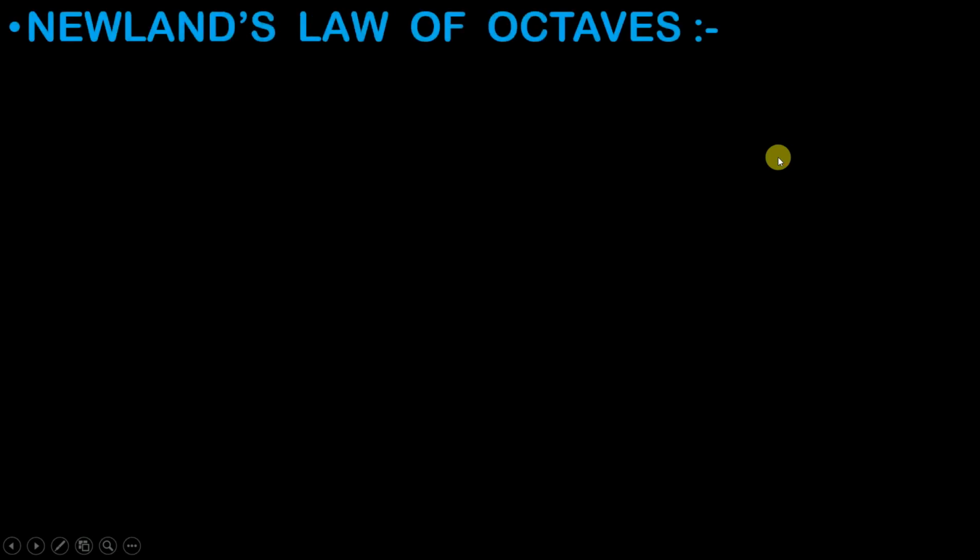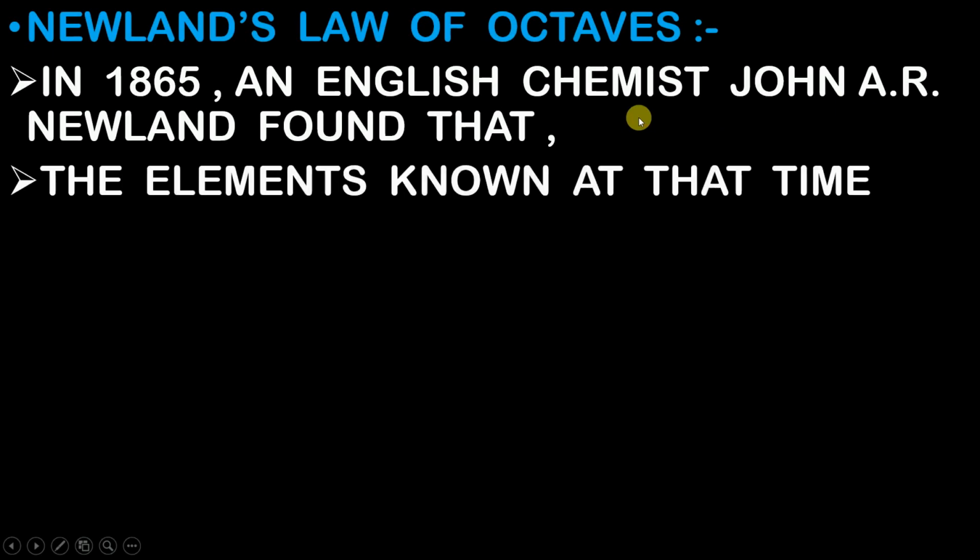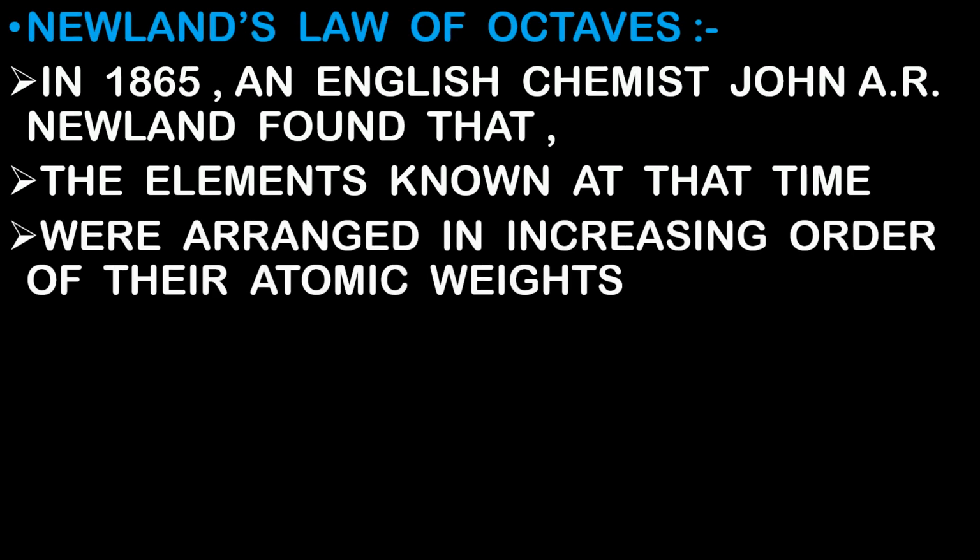Now comes Newlands Law of Octaves, another beautiful law. In 1865, an English chemist named John A.R. Newland found out that the elements known at that time were arranged in increasing order of their atomic weights. So now you have understood that whichever elements were known at that time were arranged in increasing order of their atomic weights.